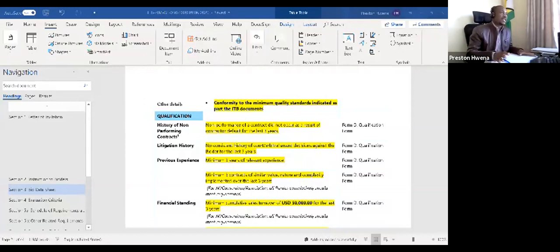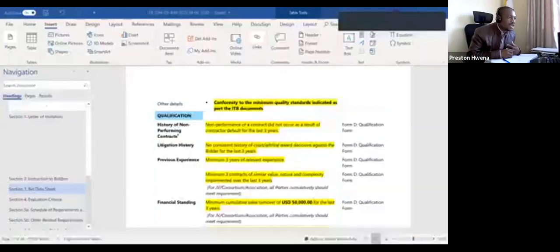So when we talk of relevant experience, please take note, this is what we'll be talking about. The bidder needs to have some experience in the field where this tender is relating to. So I don't expect vehicle manufacturers to be participating in supply of sanitizer. I will not anticipate building contractors to be participating in a tender to supply sanitizer.